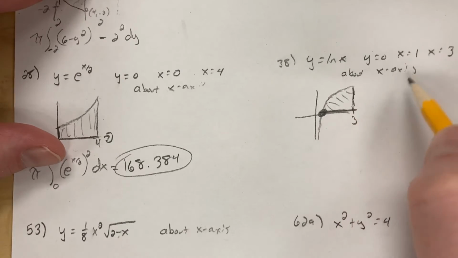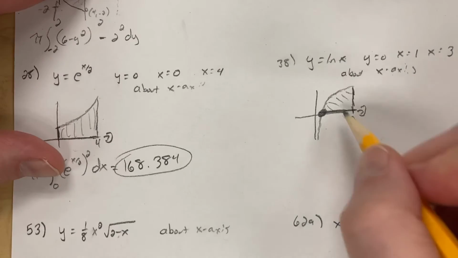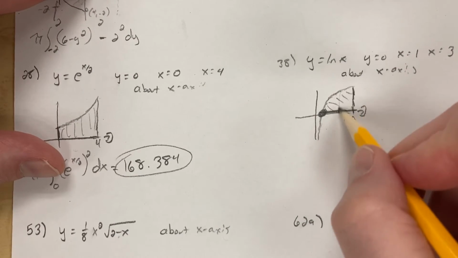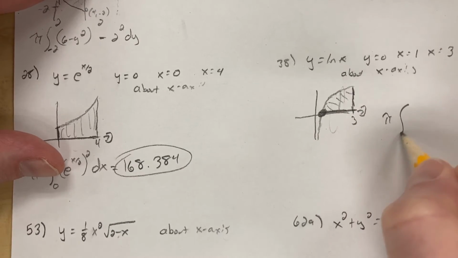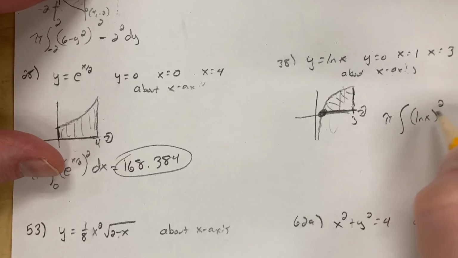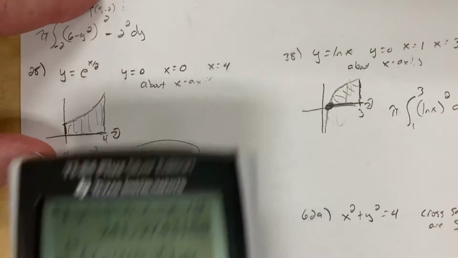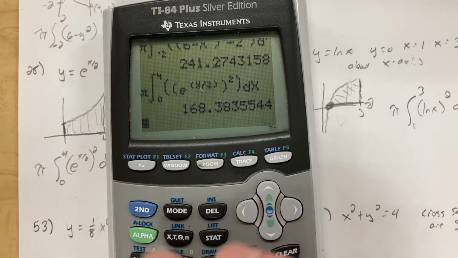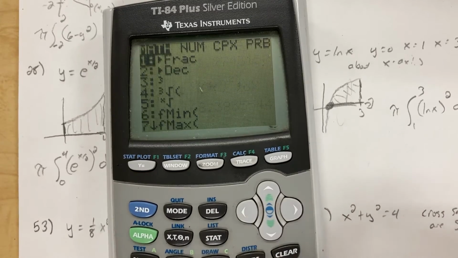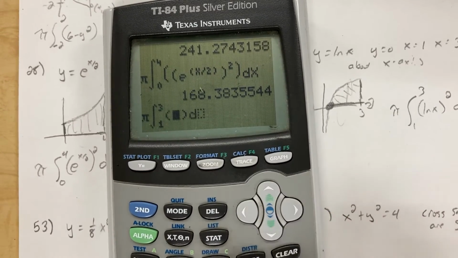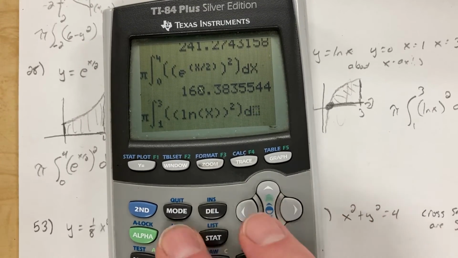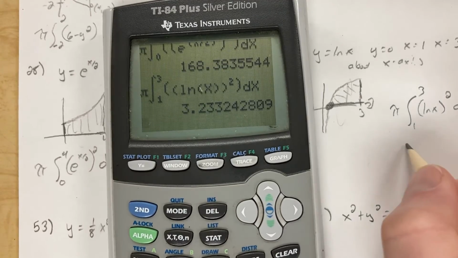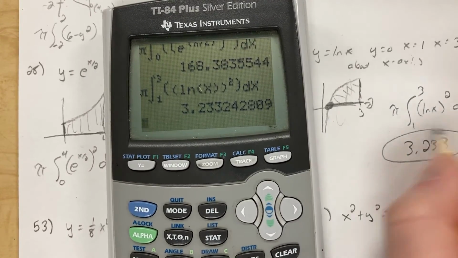We're taking this, and we're spinning that around the x-axis. So again, not too bad. This is natural log of x is the radius, is the radii that come out. So it'll be pi times natural log of x squared, and we're doing that from 1 to 3. Okay. So I take the calculator and we go pi math 9 from 1 to 3 parentheses natural log of x squared dx. And we get 3.233 for our answer there.